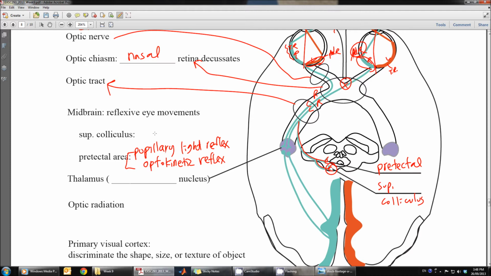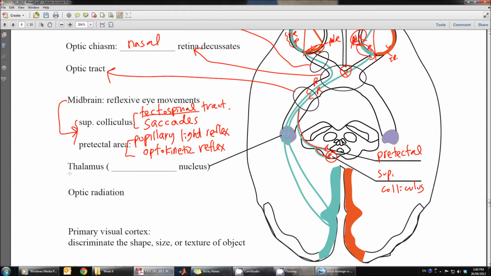And when it goes to the superior colliculus, it can initiate the neck movement through a tectospinal tract. So this tectospinal tract not only receives the information from vestibular nuclei, but also receives information straight from the visual information. And also it can initiate a type of eye movement called saccades, which we will cover in the next slide.